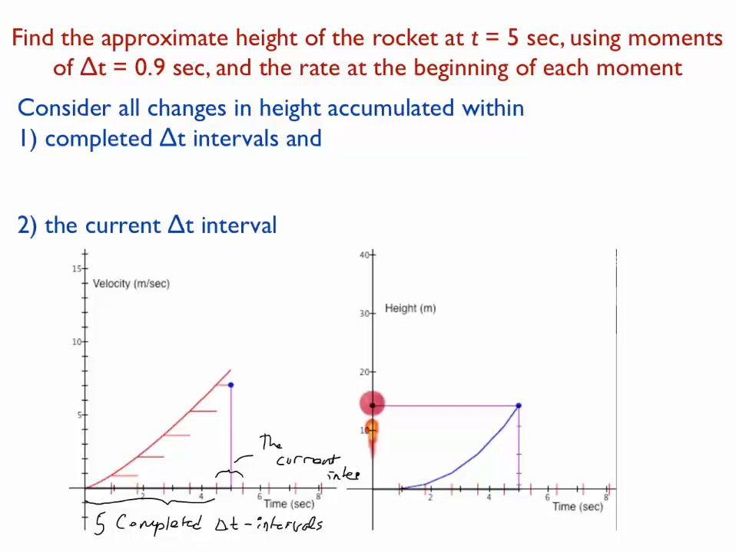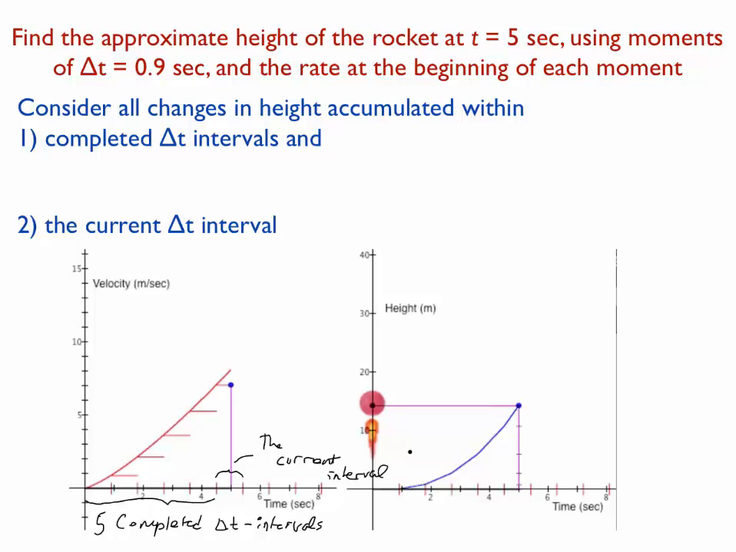Because even though I've paused the animation, we have to think about t increasing continuously, right? T is going to start at 0. It's going to increase continuously, and as it does that, it's going to leave behind completed intervals. Anytime we pause, there'll be some current interval. So now we've paused at t equals 5, and we're in the current interval that would be between 4.5 and 5.4 seconds. That's called the current interval.